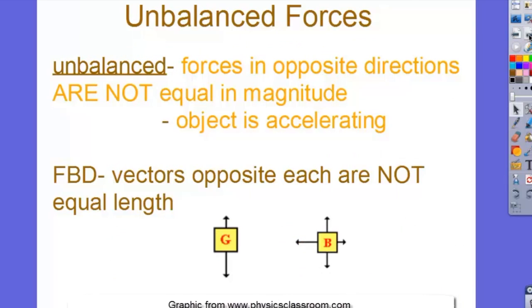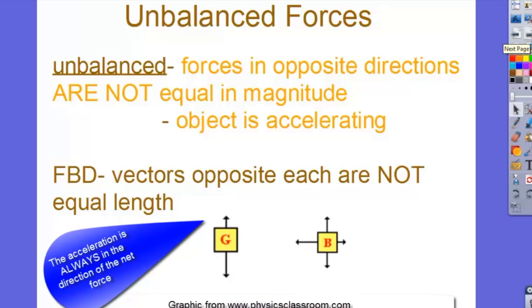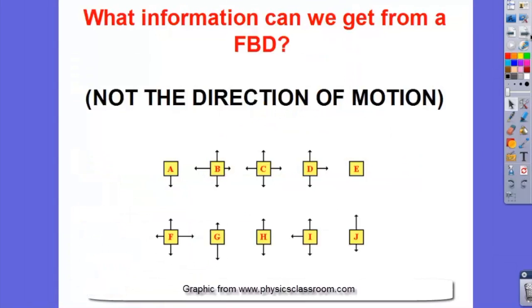Again, when we look at free body diagrams, the forces in the opposite directions are not equal when the forces are unbalanced, and that means that the object is accelerating. So letter G is going to be accelerating in the down direction because the net force is in the down direction. Object B, there's no acceleration vertically because those vectors are equal, but it is accelerating to the left, or its acceleration is to the left. It's very important when you look at these free body diagrams to understand what they tell you and what they don't tell you. They do not tell you the direction of motion.